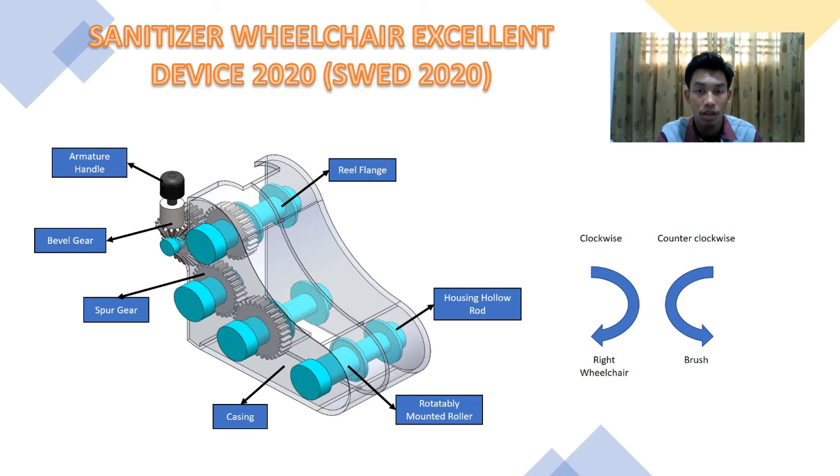So it can be more effective for the brush to clean the tire. In addition, for a futuristic look of this cleaning device, the curvature-shaped case is designed, as well as part of the rear flange and housing hollow rod, which are constructed into the design to maximize the stabilization of the whole design.